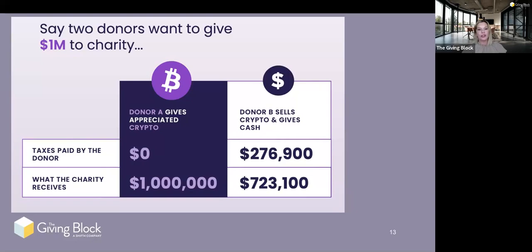This is a comparison slide of how much bigger your gift could potentially be if they are giving by way of non-cash. This is a super compelling case for you to be actively fundraising these assets.